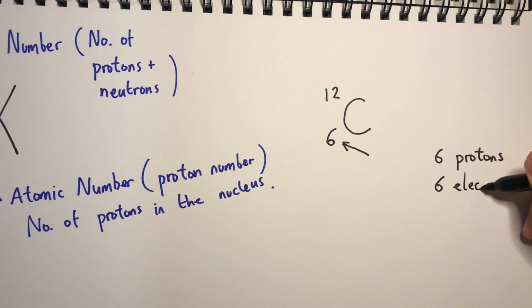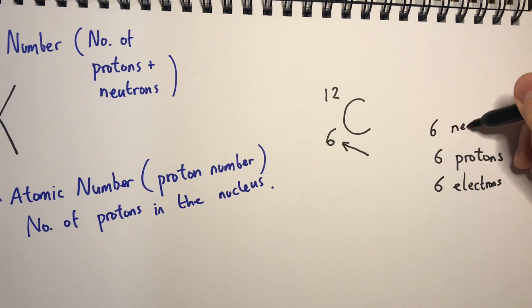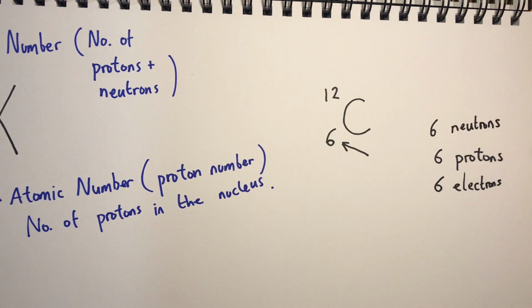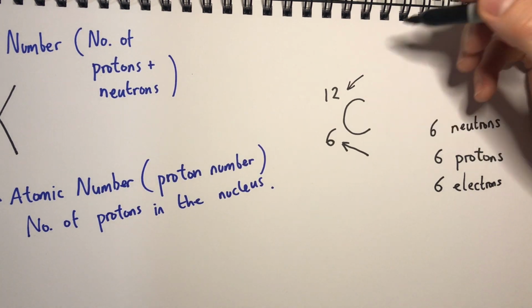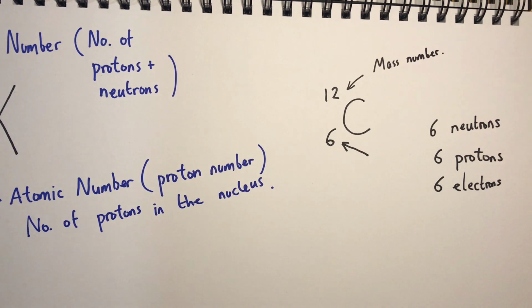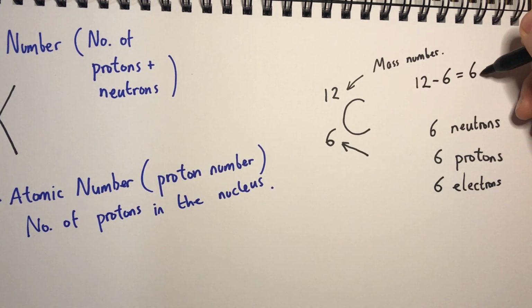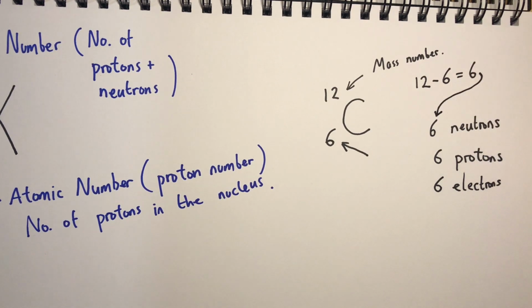Okay, here's an example of carbon-12: 6 protons, same number of electrons, 6. Now the number of neutrons can be worked out by looking at the mass number, which is 12. So we know that the mass number minus the atomic number, in this case 12 minus 6, will give us 6. That's why there's 6 neutrons in carbon-12.